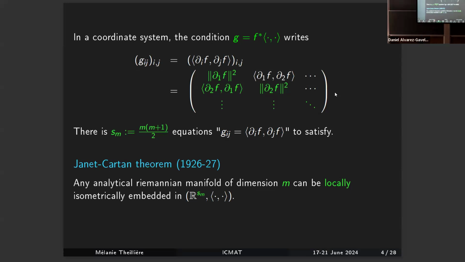And in 1926-27, there is the first result, from Janet and Cartan, saying yes, it's possible locally. Any analytic Riemannian manifold of dimension n can be locally isometrically embedded in a space of dimension equal to the number of conditions we have to satisfy for the isometric constraints.